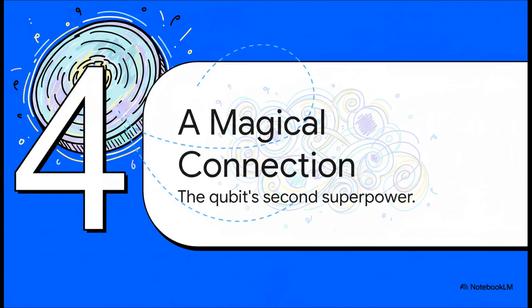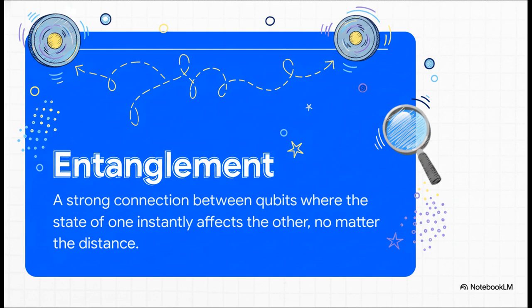But superposition is just the beginning. Qubits have another superpower, one that's even more mind-bending. When they team up, something truly magical happens. This second superpower is called entanglement. Imagine two qubits linked by some kind of invisible thread. Now, no matter how far apart they are, across a room or across the galaxy, they act as a single connected system. What happens to one instantly affects the other. It's a connection that defies our everyday understanding of space and time.